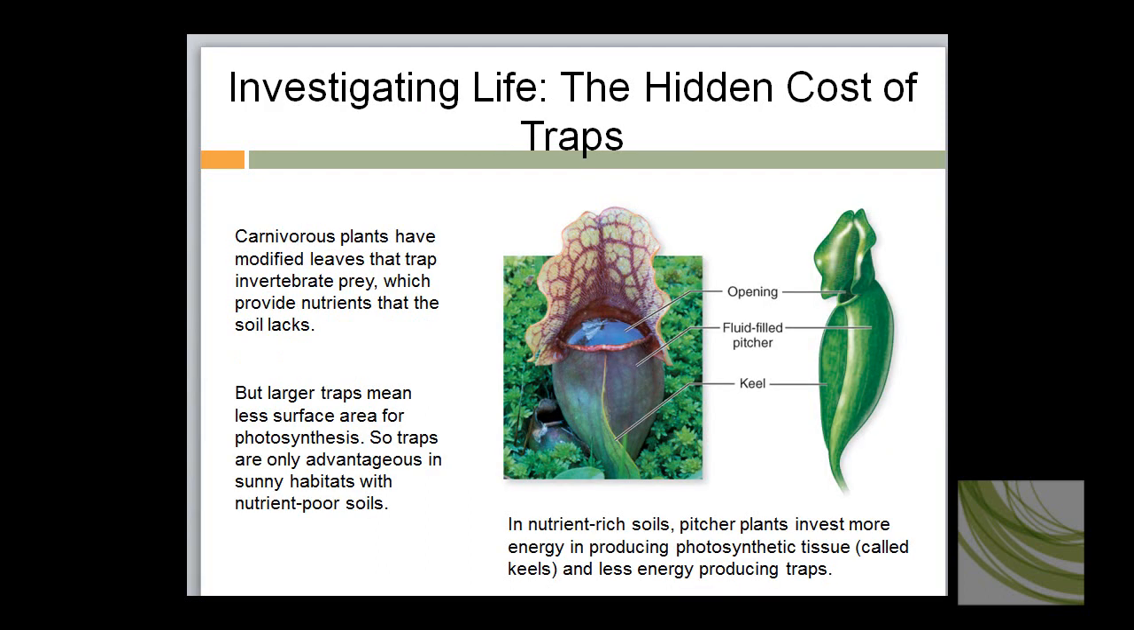Hidden cost of traps. Carnivorous plants have modified leaves that trap invertebrates, and there's a lot of different kinds. But when you have these areas that are used to attract the animals, like insects, in so that they can eat them, that reduces the amount of area for photosynthesis.